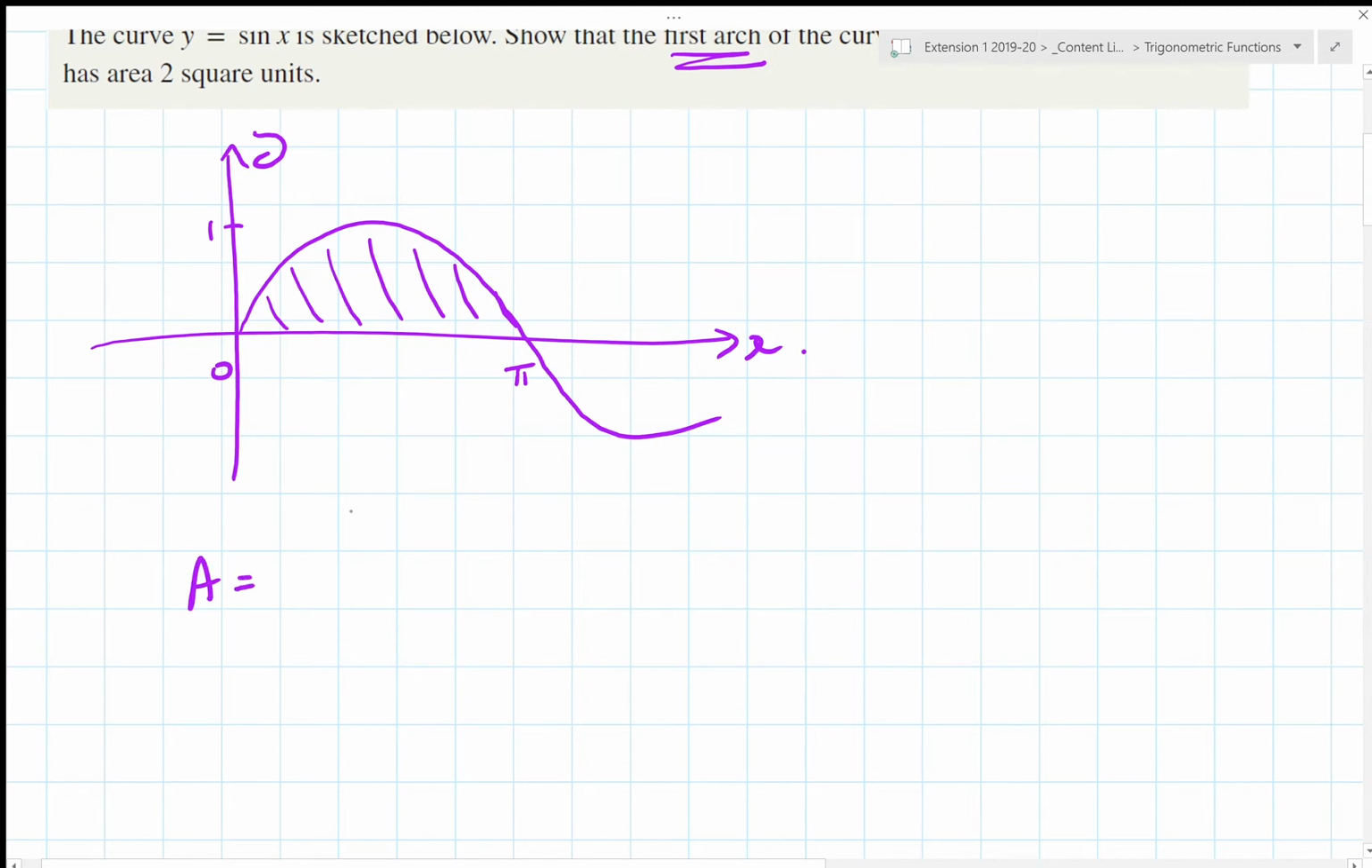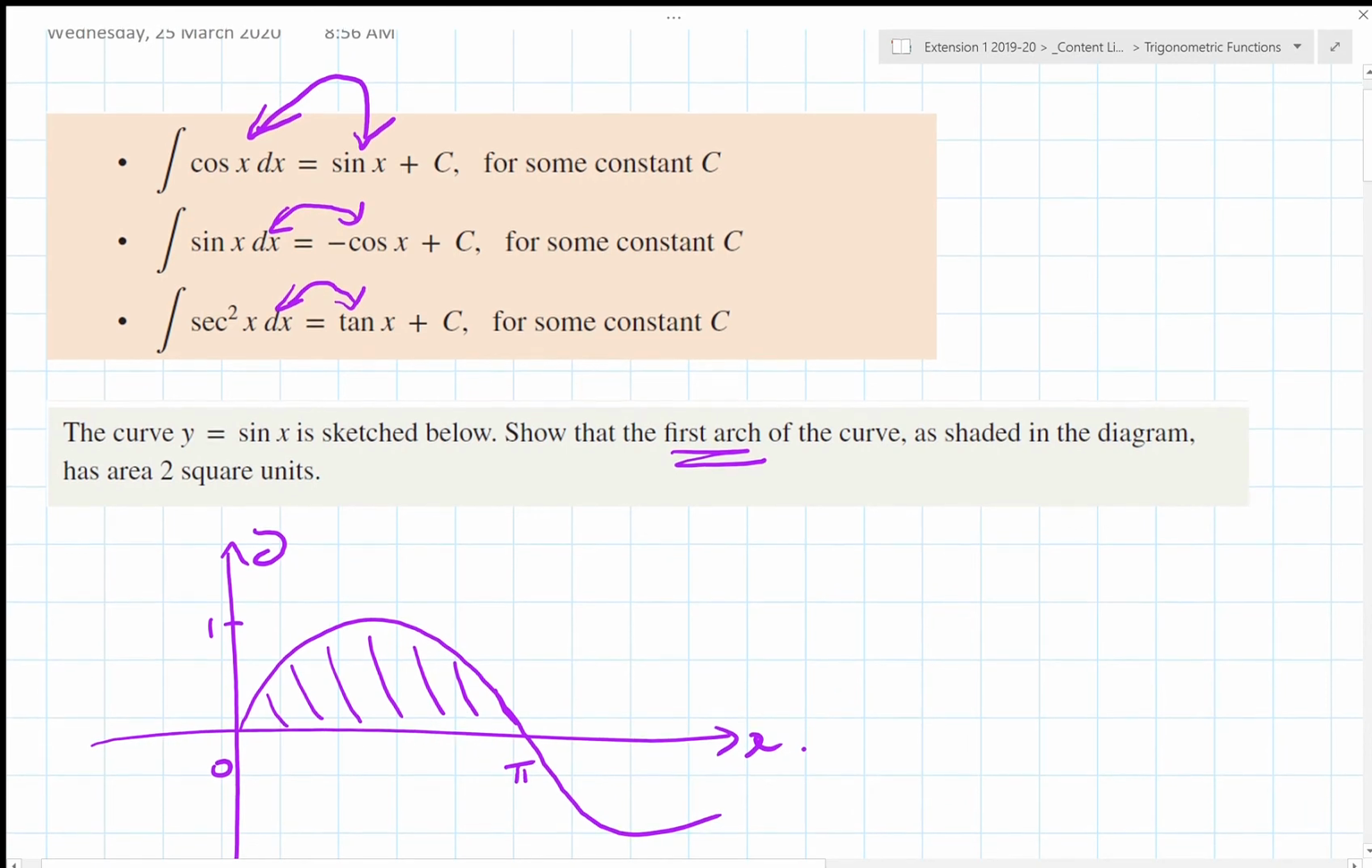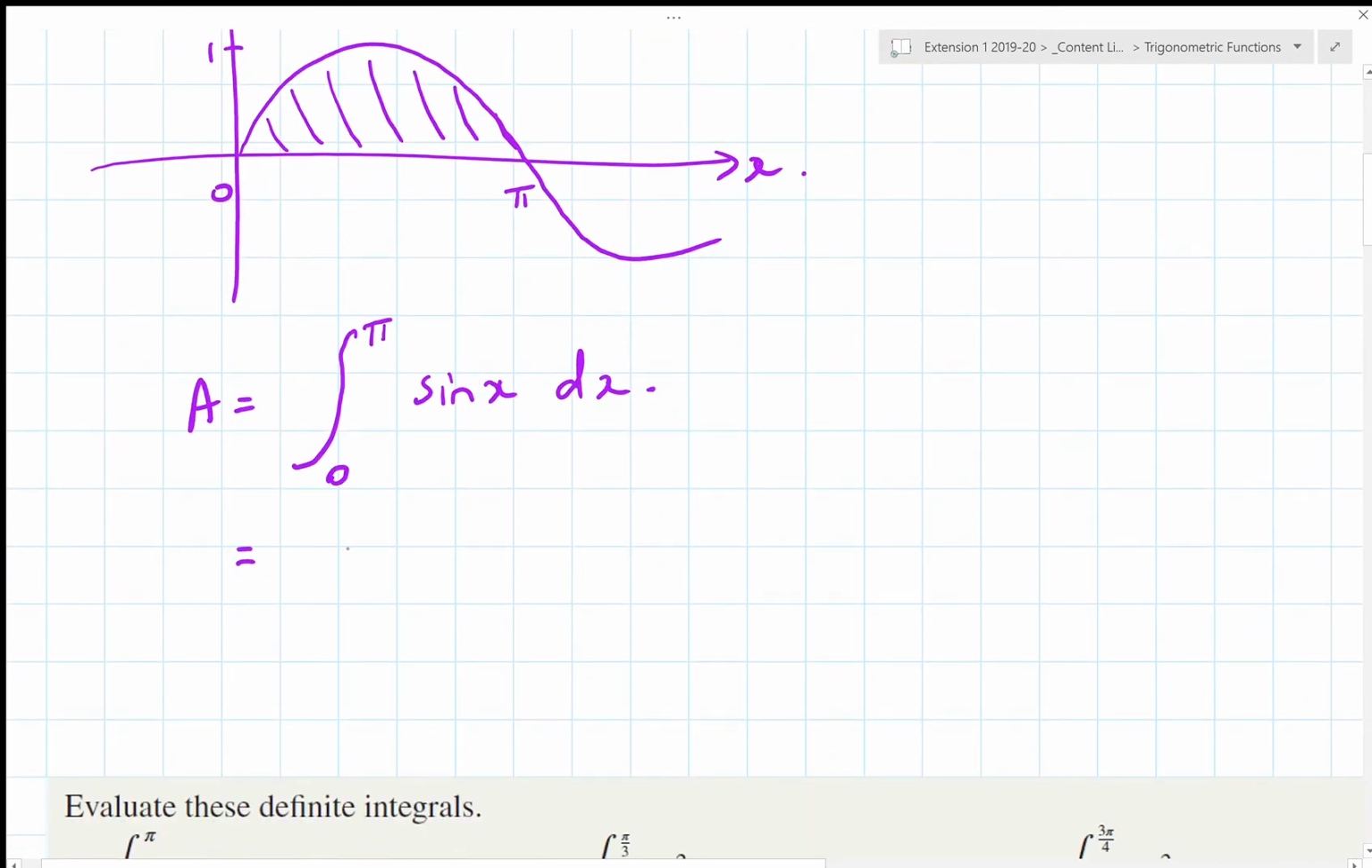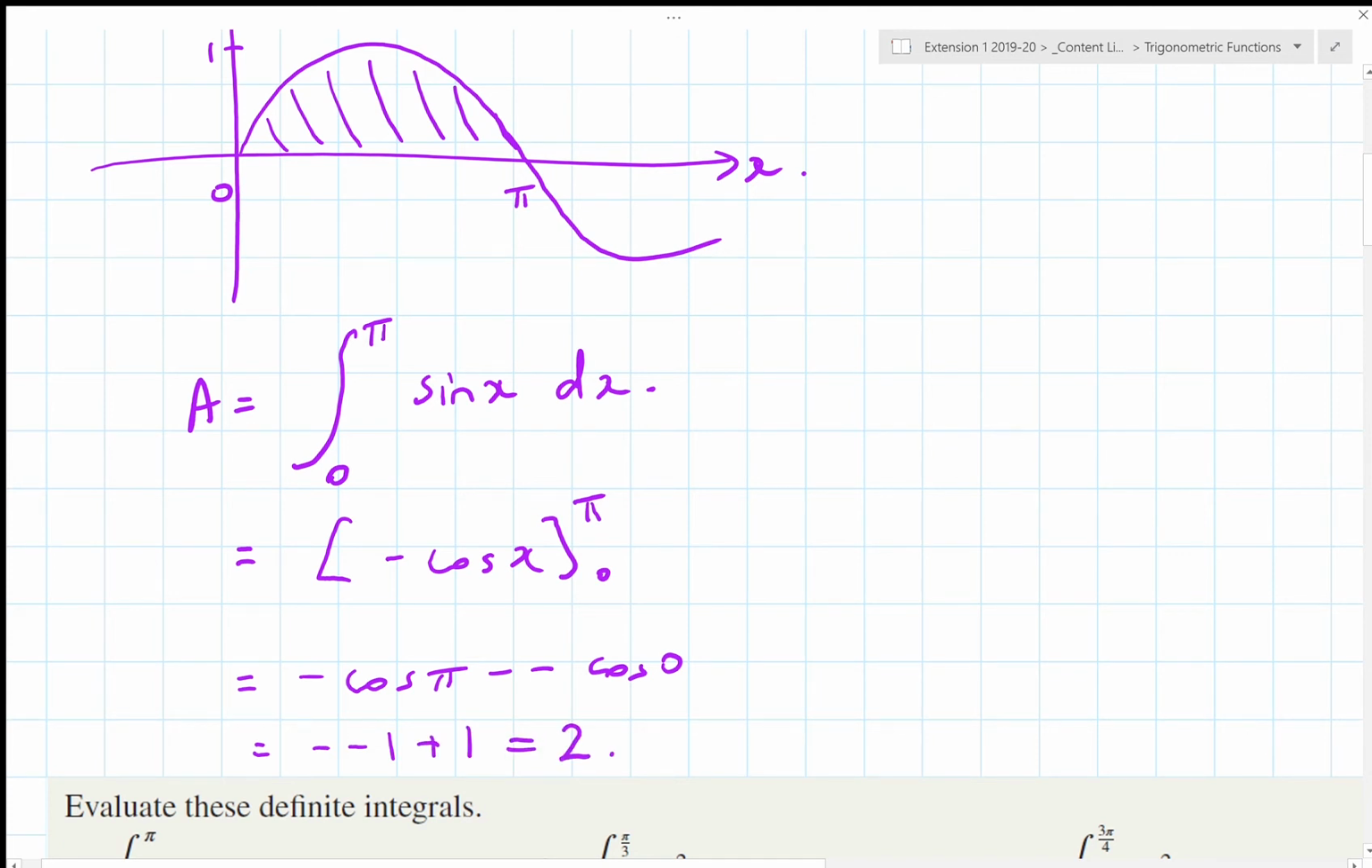Okay, so the area, I'll show this there, integral from 0 to pi of sine x dx, and we know that the integral of sine is minus cos. So that's minus cos x between 0 and pi. What I tend to do is write that down and then do a quick check in my brain whether it's correct. This is also on the reference sheet if you need it. Minus cos pi minus cos 0, so that's minus 1 plus 1, so that's 2. Tick.